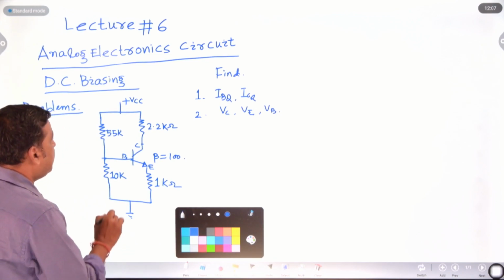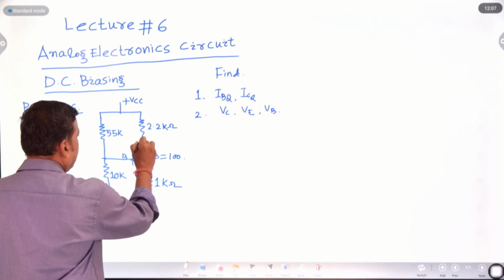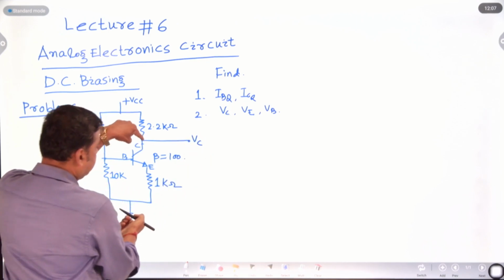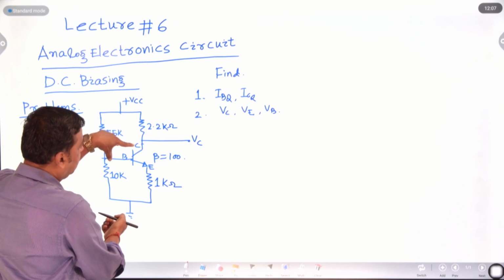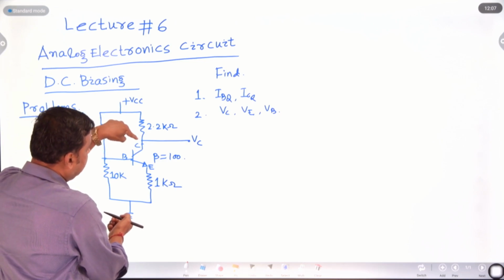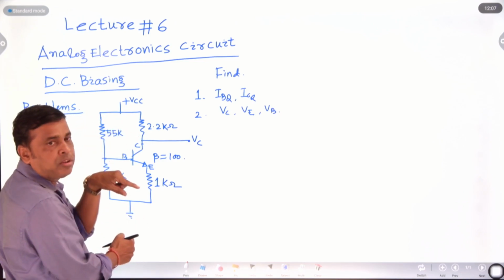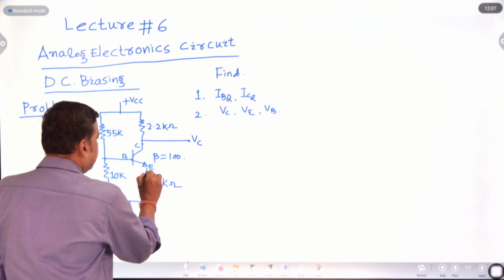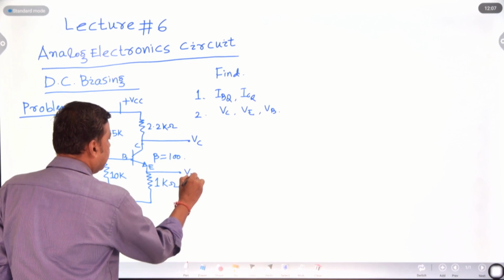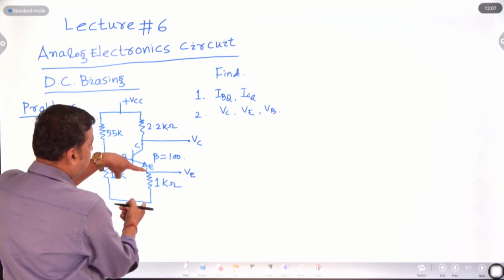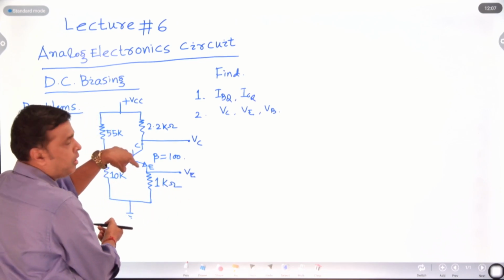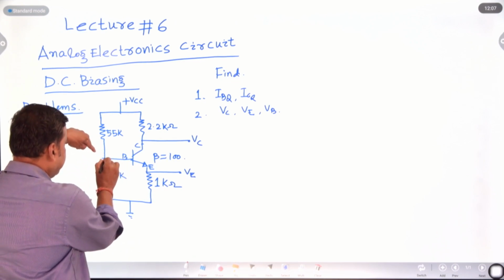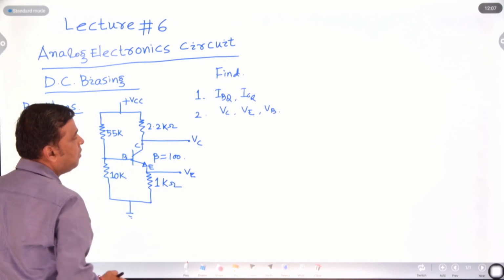If we say VC, what does it mean? This is your collector potential, and this is VC. That means this point with respect to ground is VC, because this is the collector terminal. Similarly, this is the emitter terminal, and the potential at this point with respect to ground is VE, the emitter potential. Similarly, this is VB, the base with respect to ground.